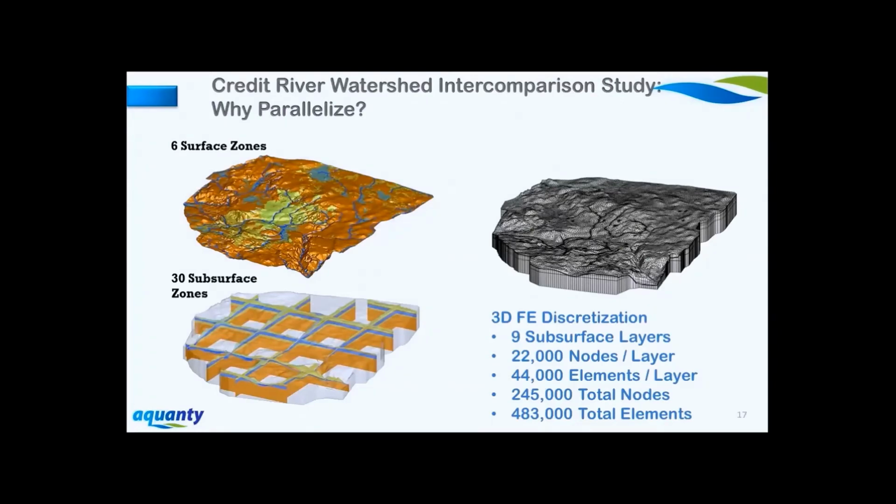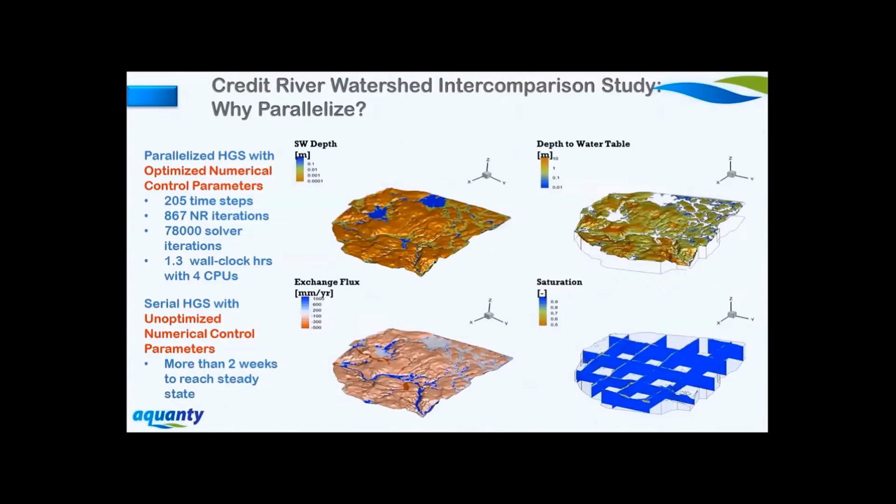I just wanted to say a couple of things about why parallelize, and this is an example of a small watershed of a few hundred square kilometers in southern Ontario. We're showing the land surface using 6 zones in the diagram in the upper left, and a number of different subsurface geologic layers. And on the right-hand side, we're showing our discretization. It's not a particularly large problem, about 250,000 nodes in the mesh.